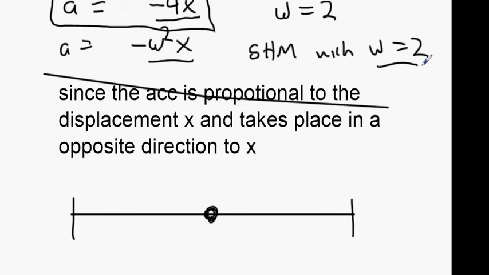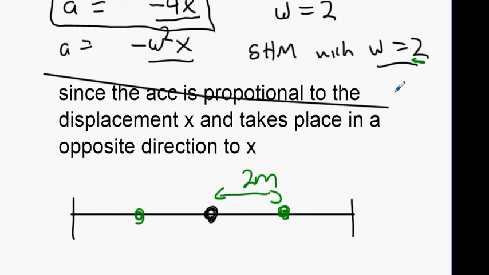It doesn't matter how far you pull it away from the equilibrium. So if I pull it back 2 meters to here, it will go 2 meters to the left, 2 meters to the right. The omega value will still be 2. The only thing that changes, the further you pull it backwards, the bigger the amplitude. The omega value doesn't change.